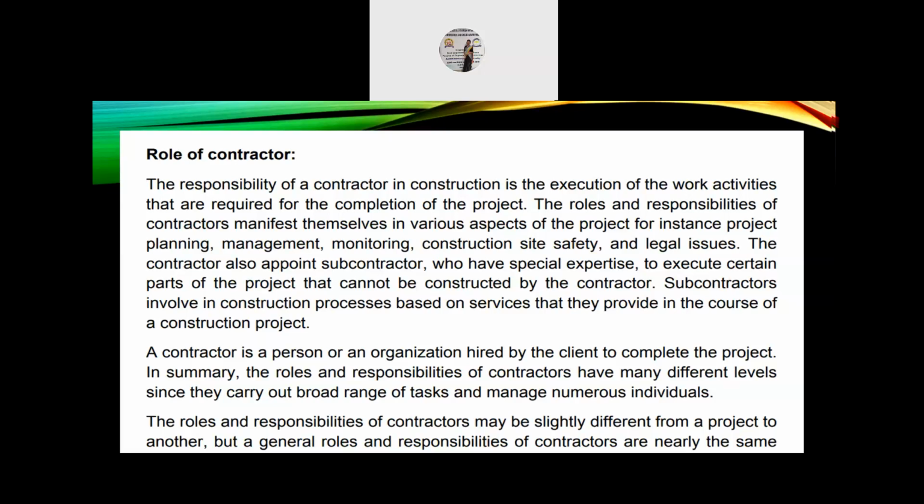In summary, the roles and responsibilities of contractors have many different levels since they carry out a broad range of tasks and manage numerous individuals. The roles and responsibilities of contractors may be slightly different from one project to another, but the general roles and responsibilities of a contractor are nearly the same, which are presented below.